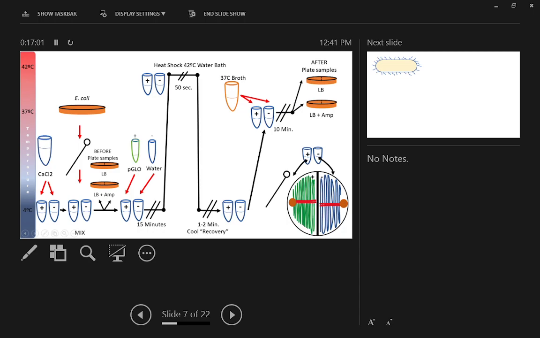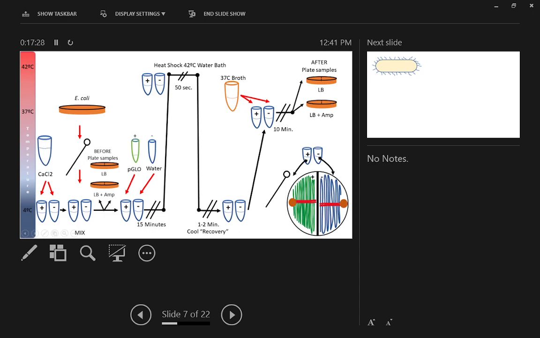After 50 seconds, you're going to cool it back down on ice for 1 to 2 minutes. So you're going to let it sit down here in ice for 1 to 2 minutes. And the reason why we have a recovery phase is because heat shock is actually stressful for the bacteria. 42 degrees Celsius doesn't seem like a lot, but if you had a temperature of about 42 degrees Celsius internally, you would feel really, really unhappy. So just keep that in mind. Bacteria, same way. So it stresses them out. You need to give them a chance to recover.